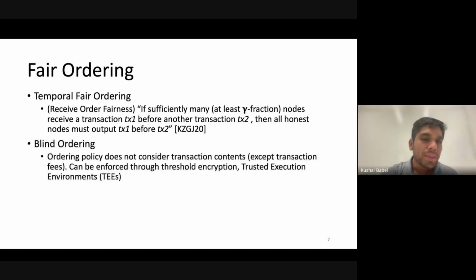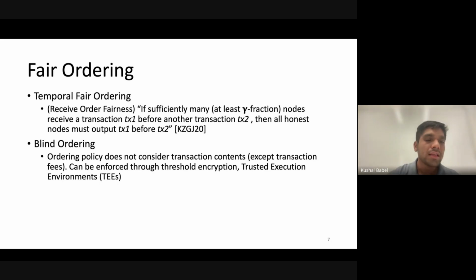The second category of this approach is blind ordering, which says that you should order transactions without looking at the contents of the transaction. Now, these two approaches are complementary, I should point out. They are not exclusive. So you could have both blind ordering and temporal fair ordering.